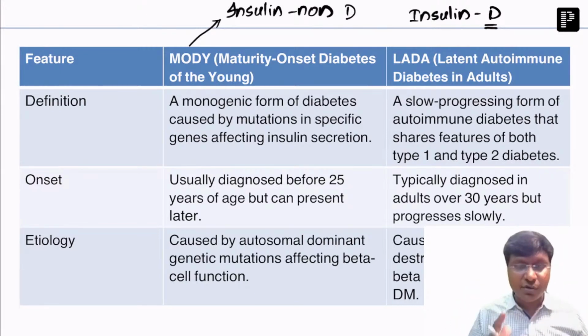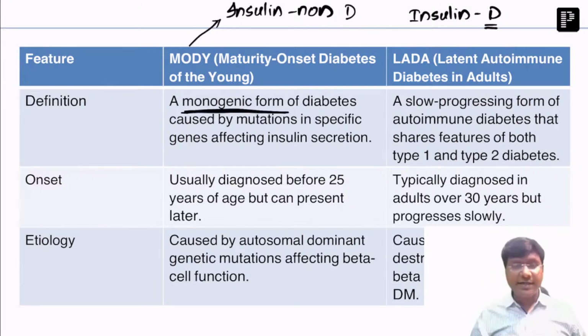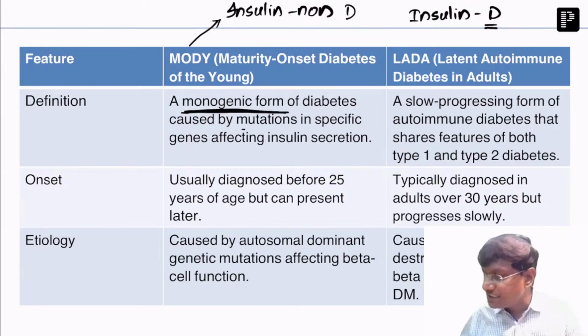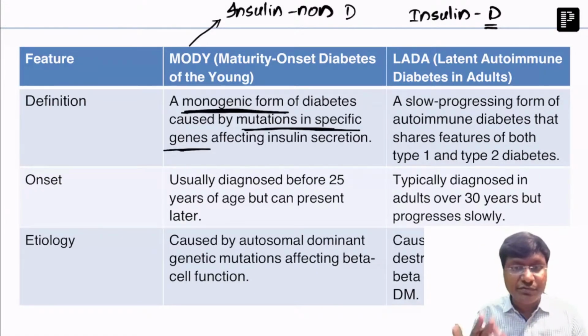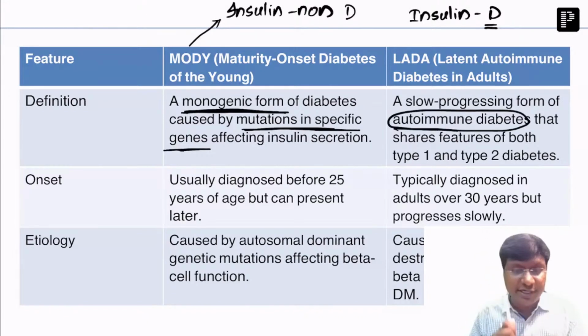So if you see the definition of MODY, it is due to gene mutation, and it is a monogenic form of diabetes mellitus, which is caused due to mutation in specific genes which affect insulin secretion. Then what is LADA, latent autoimmune diabetes of adults? The pathogenesis is autoimmunity. In MODY, it is due to gene mutation.